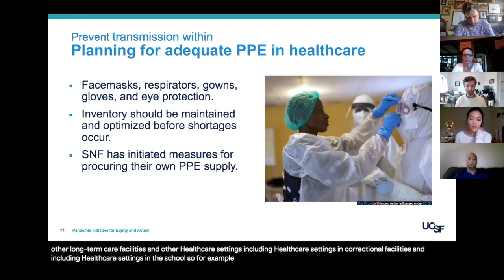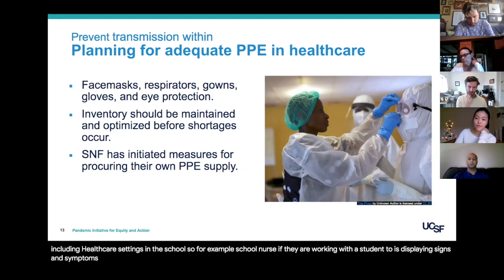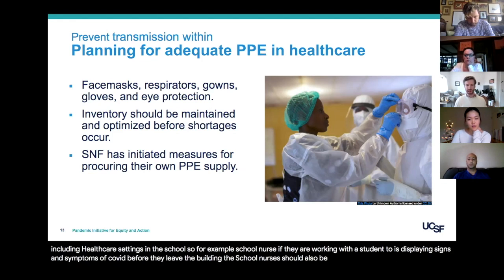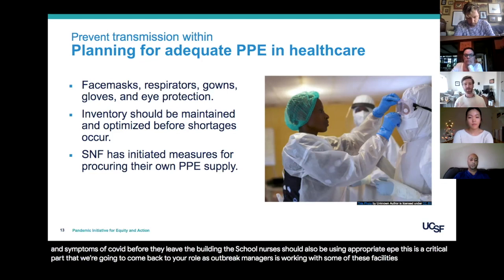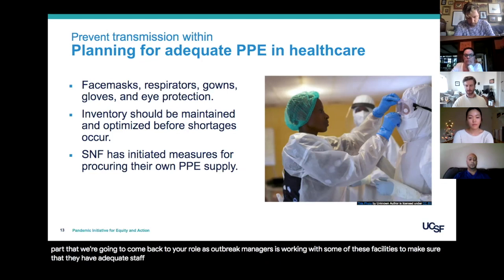For example, if a school nurse is working with a student who is displaying signs and symptoms of COVID before they leave the building, the school nurse should also be using appropriate PPE. This is a critical part that we're going to come back to, and your role as outbreak managers is working with some of these facilities to make sure that they have adequate stocks of PPE, and in the absence of adequate stocks, that they get linked to the resources that may be available in your health department.